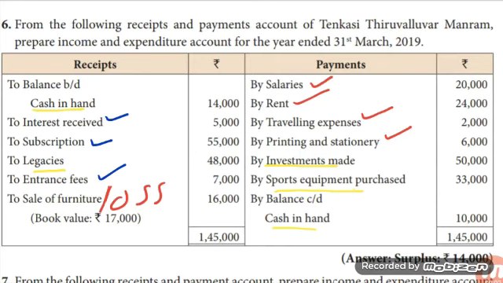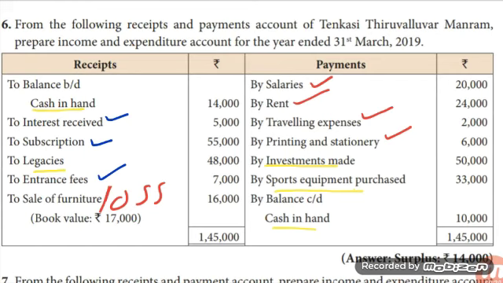Next question. From the following receipts and payments account of Tenkashi Thiruvalluvar Mantram, prepare income and expenditure account for the year ended 31st March 2019. Children, first mark the revenue receipts and revenue payments. Then what is the first item? Balance brought down. That means opening balance of cash in hand. You need not take the opening balance of cash in hand.